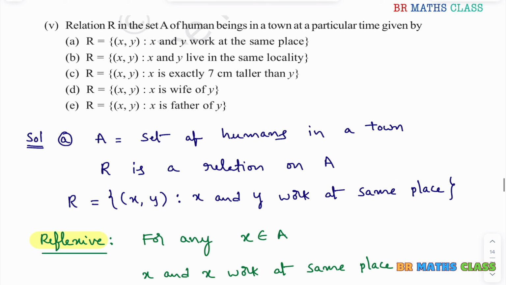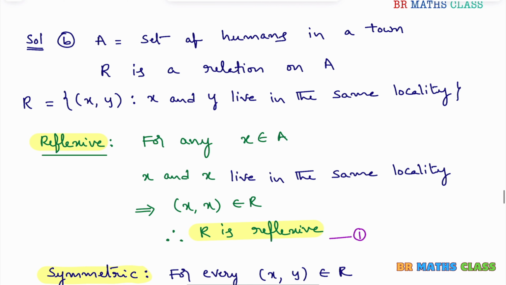If you observe the B bit, actually A bit, B bit are almost the same. You observe A bit, they are saying that X and Y work at same place. And in this they are saying that X and Y live in the same locality. So this relation is also an equivalence relation. Both are similar. Let's see the solution of this quickly. I'll quickly explain this B bit.